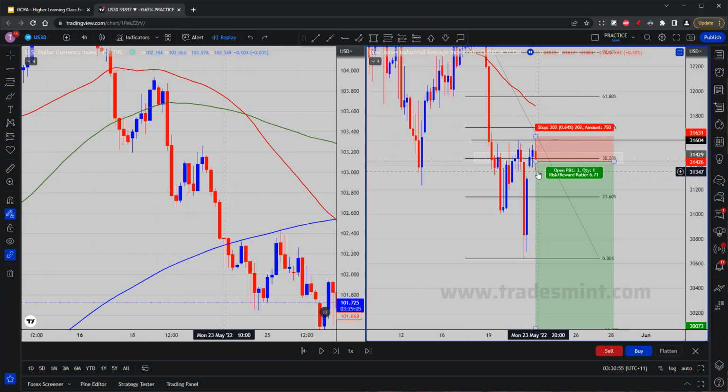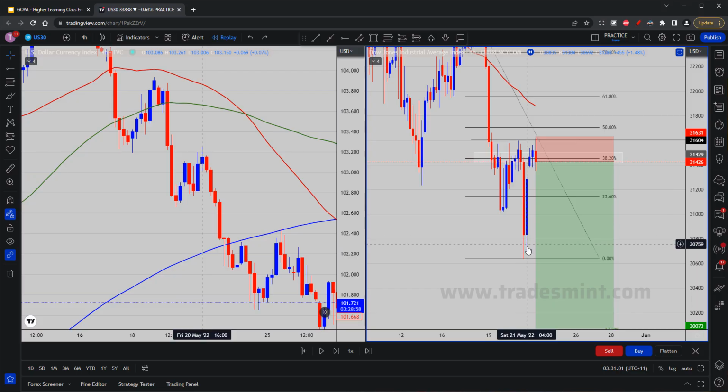So if we take this area over here, okay, we can see that basically from this bull candle, which is May 21 over here at 4, we can see that basically price is pushing up over here, okay, to retrace to this area.